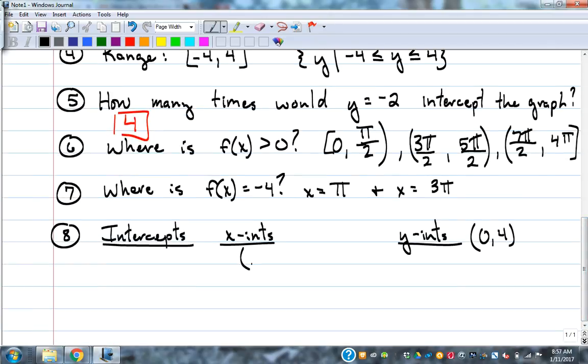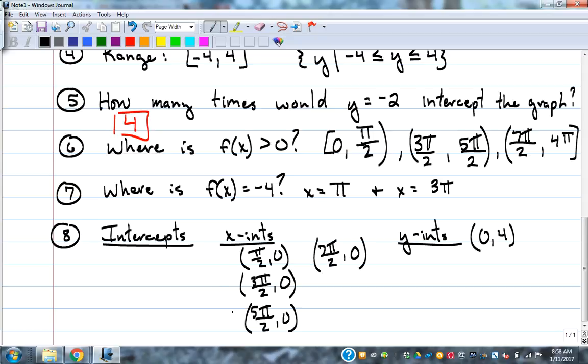Here's where some people get confused. Here we have interval notation; here we're using ordered pairs. When you do intercepts, you're using ordered pairs. With domain and range intervals, you can get confused because they look the same. So we've got pi over 2, 0, 3 pi over 2, 0, 5 pi over 2, 0, and then 7 pi over 2, 0. Those are our x-intercepts, the ordered pairs for our intercepts. Okay.